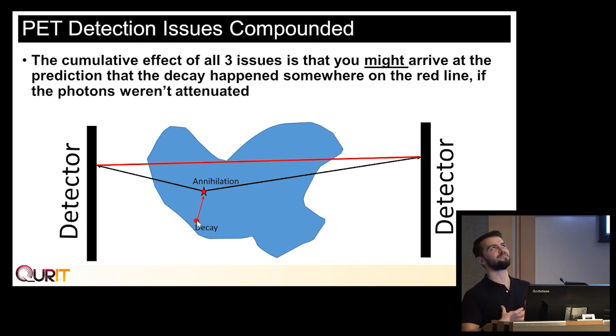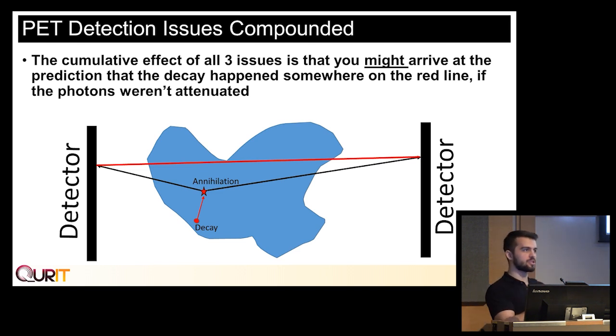Now, this is a huge exaggeration of reality. Of course, this red line is a lot closer to this red dot, but you can see that these effects become cumulative, and you have to correct for these various things. The only thing I'm going to deal with in this presentation is attenuation correction.